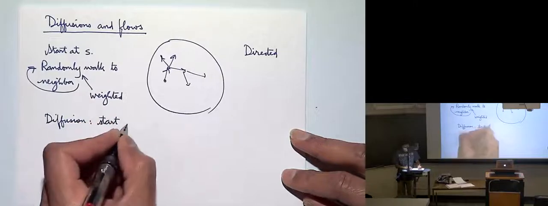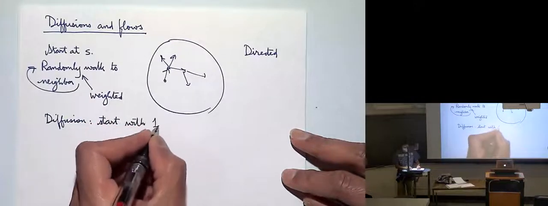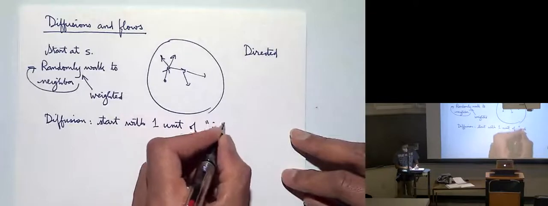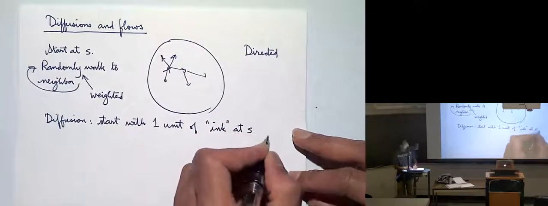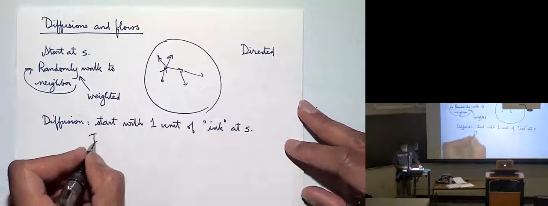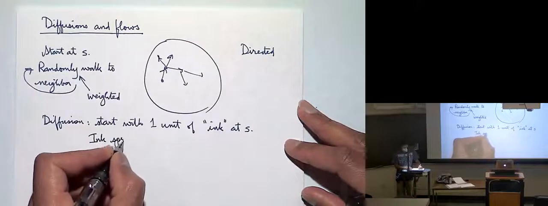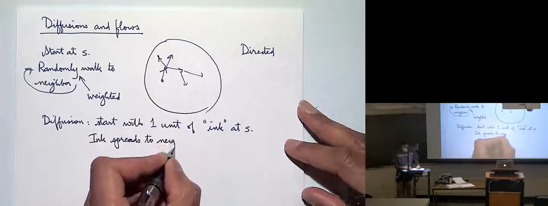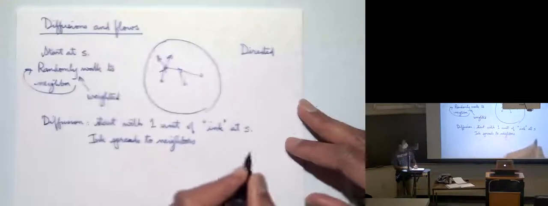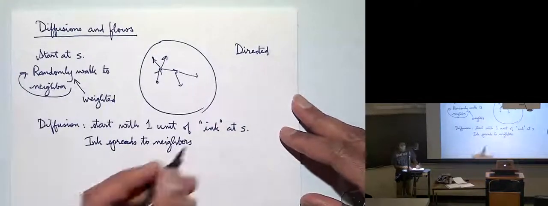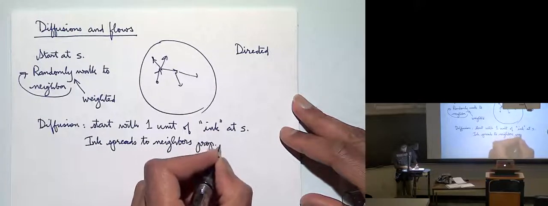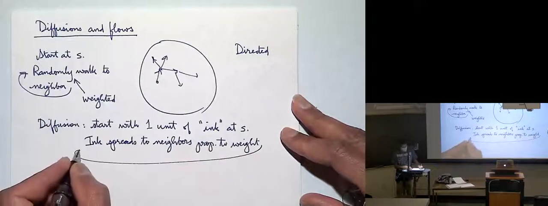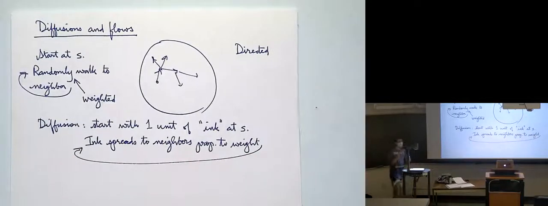Start with 1 unit of ink at S, and the ink spreads to the neighbors proportional to weight. All right, and this could keep repeating this process. And this process is called diffusion.